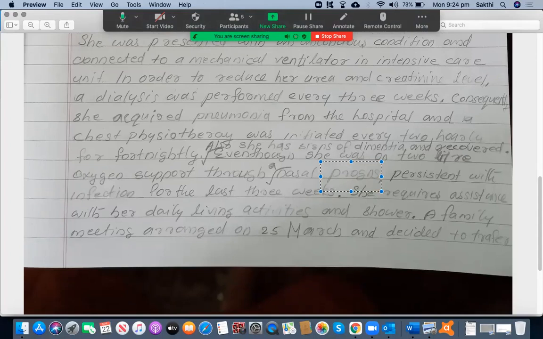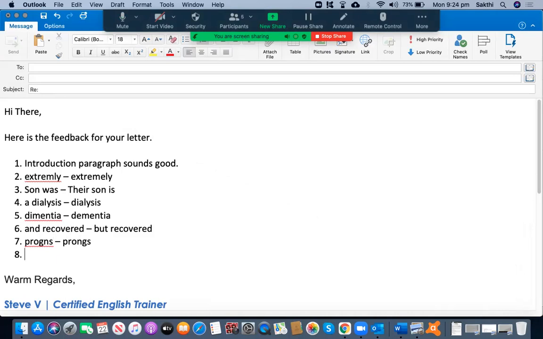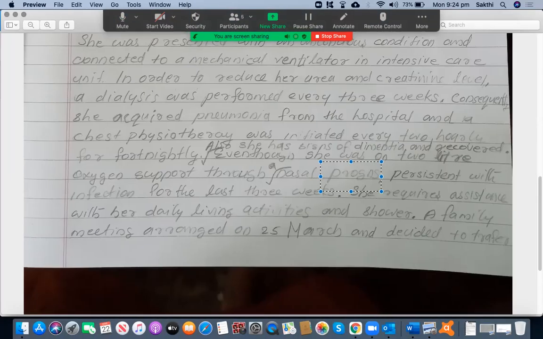But is this the correct spelling? Is it PROGNS? Is that right? Or is it PRONGS? Which one is correct? I think it's nasal prongs. It's PRONGS. PRONGS is correct. Yes. So this one.